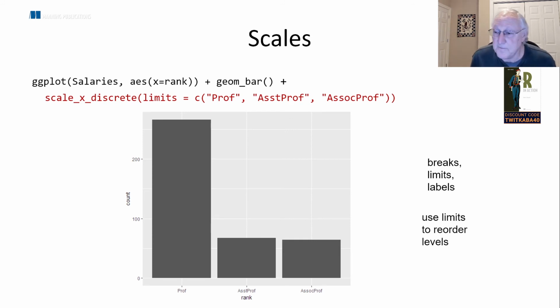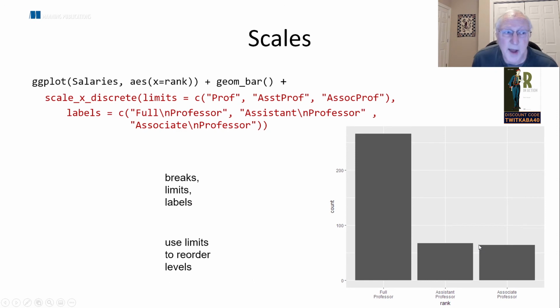We can do the same thing for scales with a discrete axis. So here, for example, we could use limits. And we can say, for the x-axis, which is professor, assistant professor, associate professor, we can specify the order. So here we've specified the order as professor first, assistant professor next, associate professor third. Normally we would get it in an alphabetical order for a categorical variable, but now we're controlling the order.